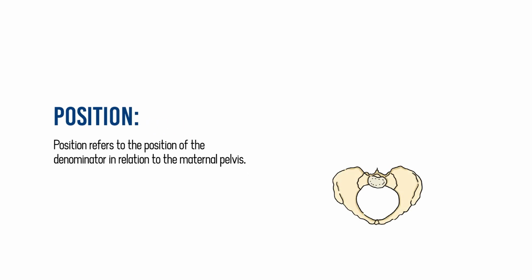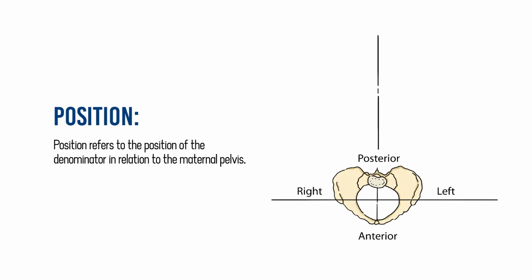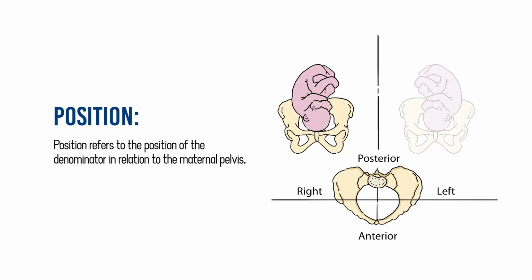For example, in vertex presentation, it can be occipito-anterior, occipito-posterior, or occipito-transverse. If the fetal spine is on the maternal left, it is further specified as left occipito-anterior.